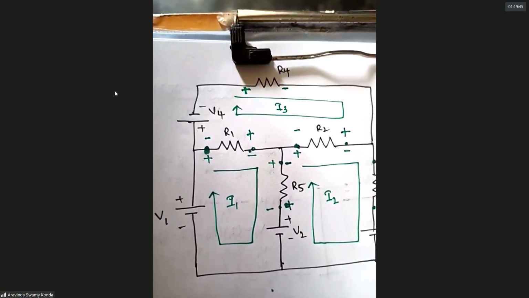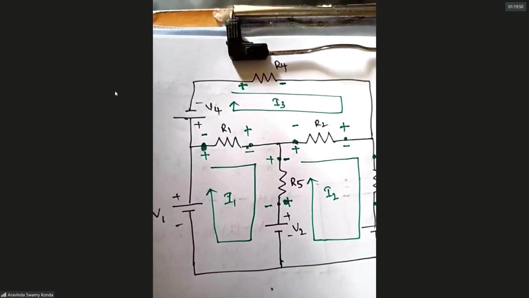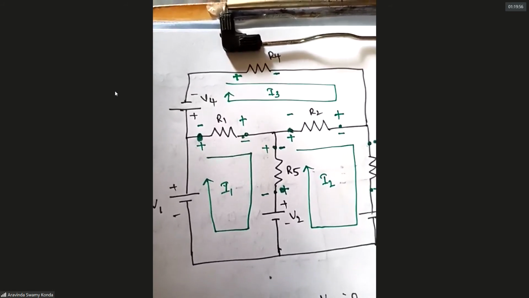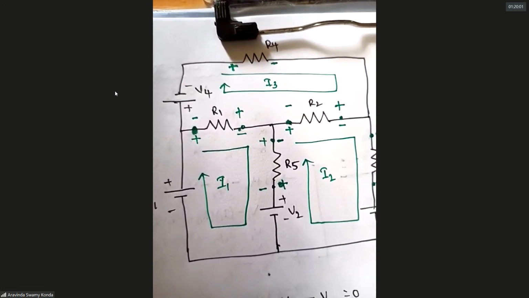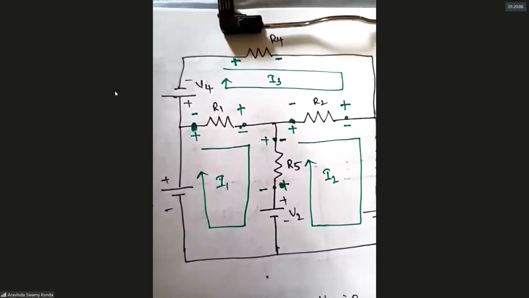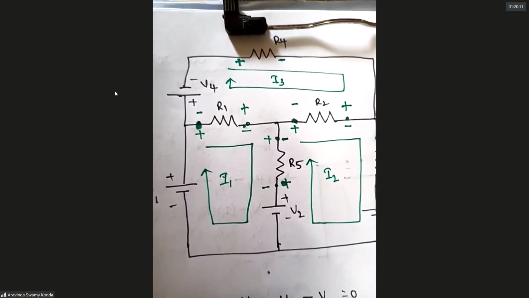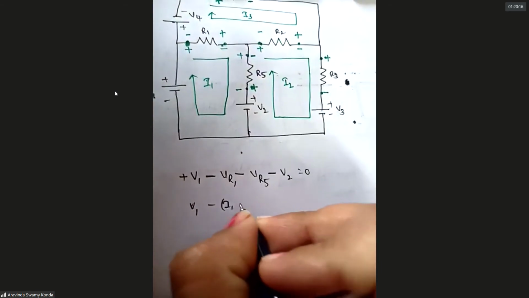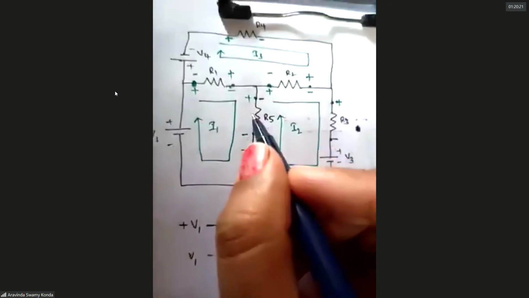Combination element. Very good. For what meshes? I3 and I1, sir. For what meshes means you want to say the first mesh and third mesh. So what current do you want to take for R1? I1 minus I3. Very good. I1 minus I3 into R1.